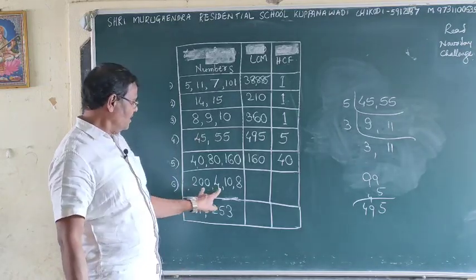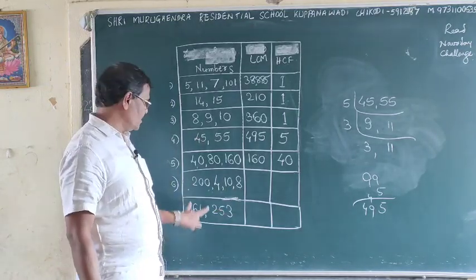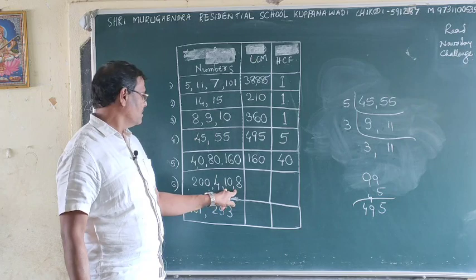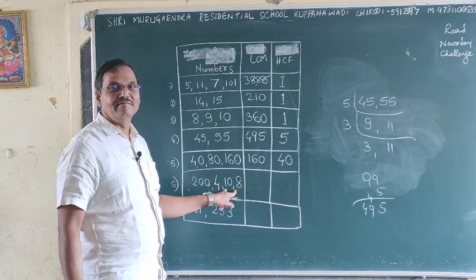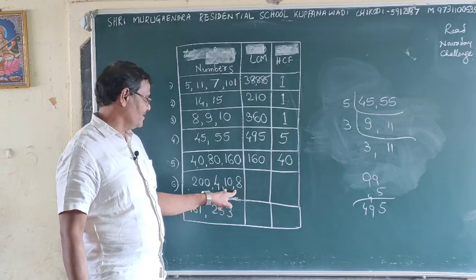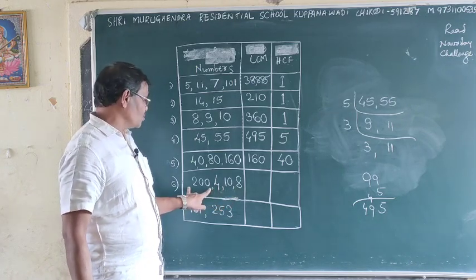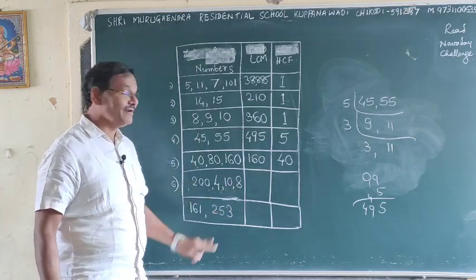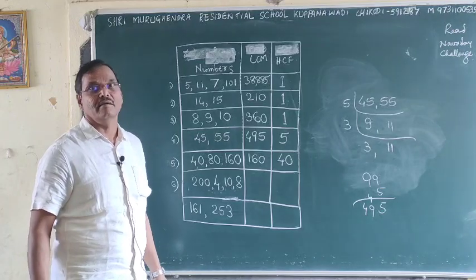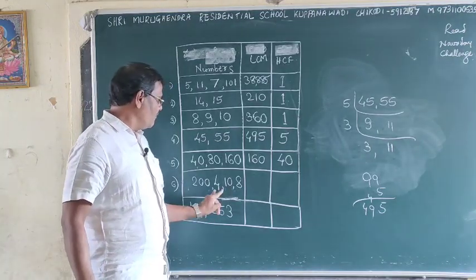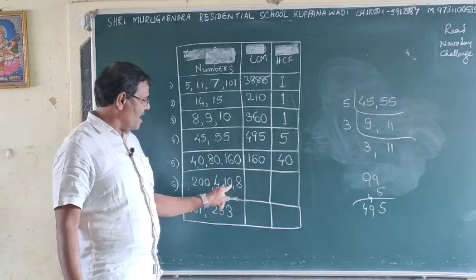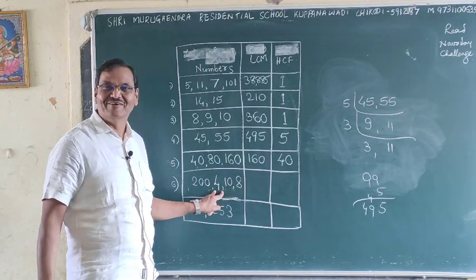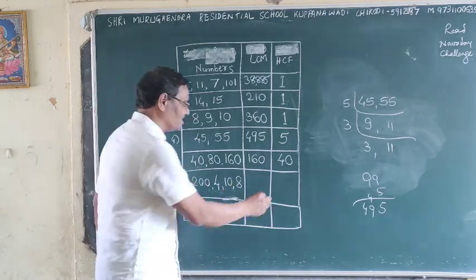Yes. 200, 4, 10, 8. Check here 4, whereas it is not. 4 can't divide 10. See, very nonsense it is, no? Whereas 200 is multiple of all these. But 4 and 10, there you need to think. So, if we take 4, 4 can't divide 10. So, again it's half you can go. And 2 is the HCF of this.